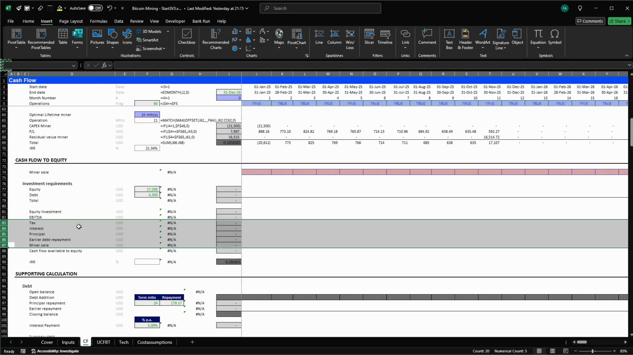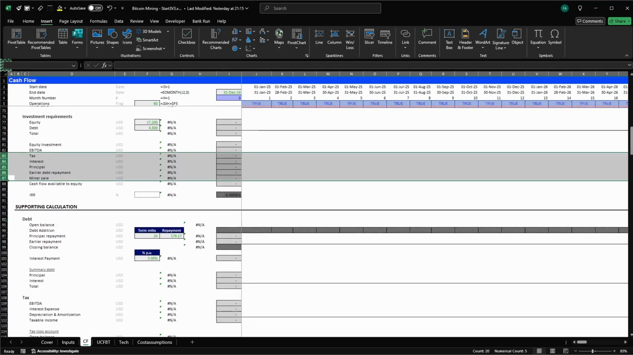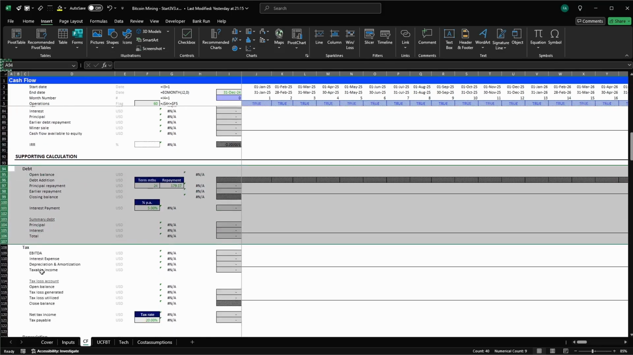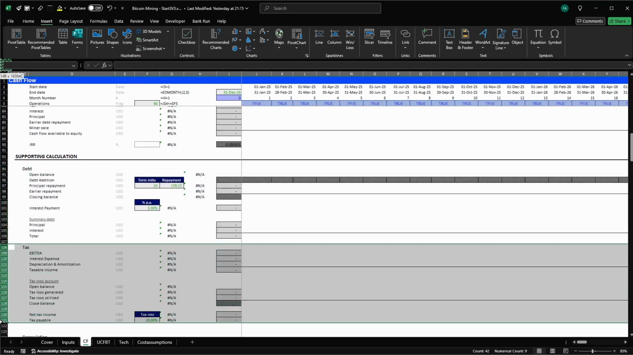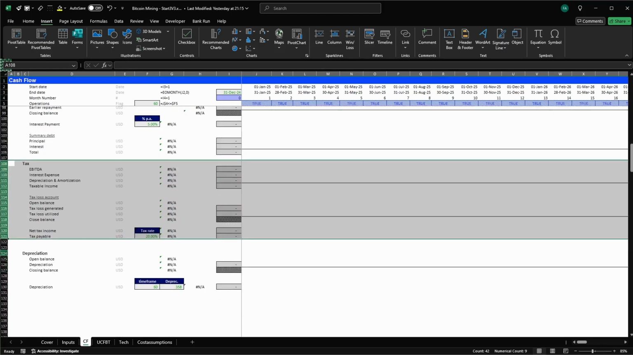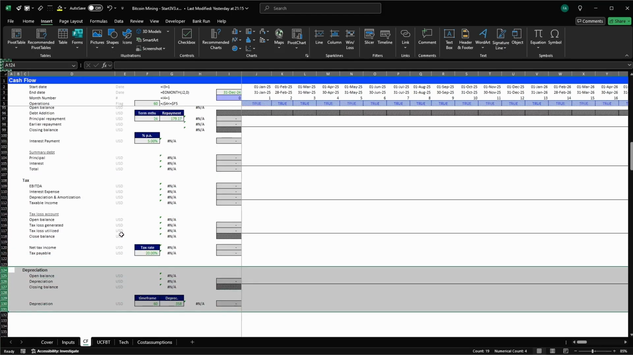Okay, so these are all considerations that you have to have in mind if you want to bring this financial model to a more commercial-like business. Okay, so that's what we're gonna do. Then we're gonna have to calculate the debt, of course, the tax, and then the depreciation. So I have all the structure over here.